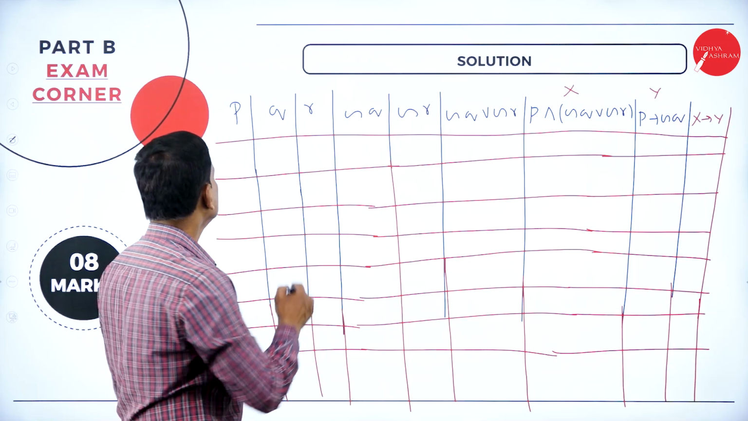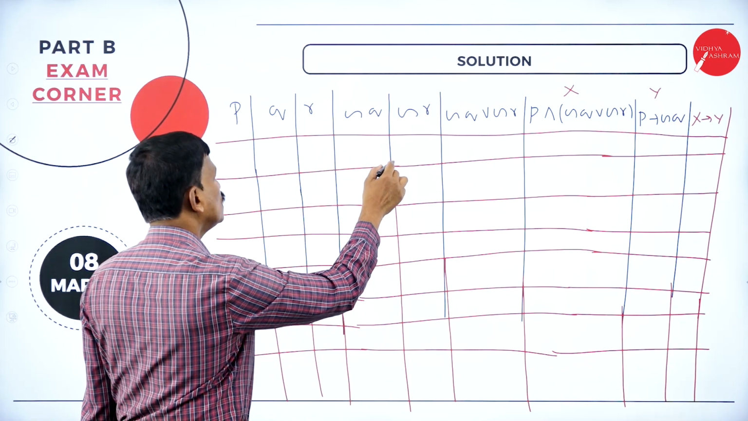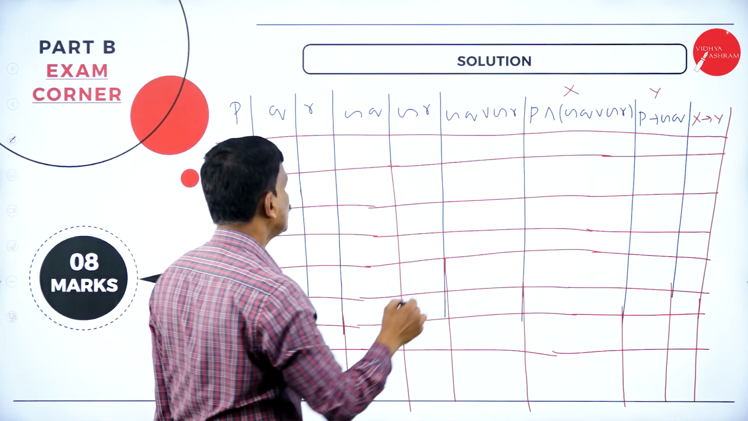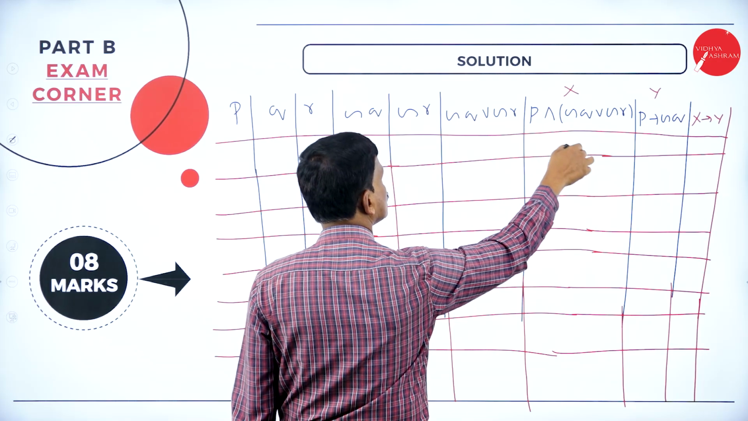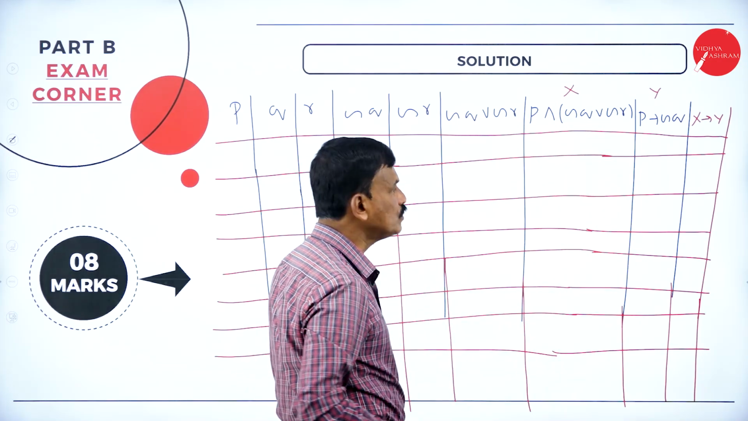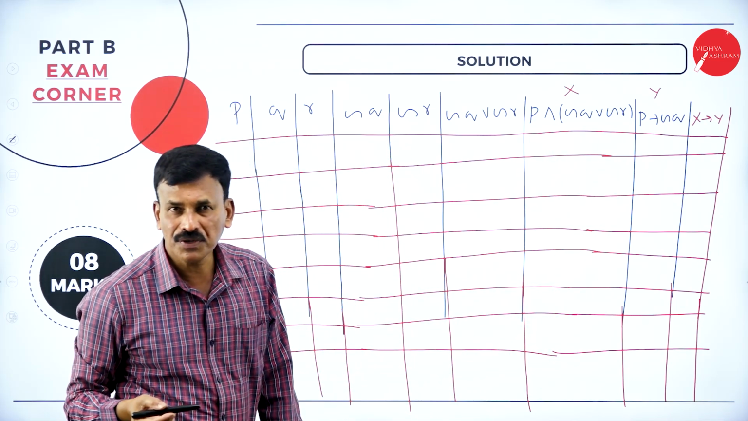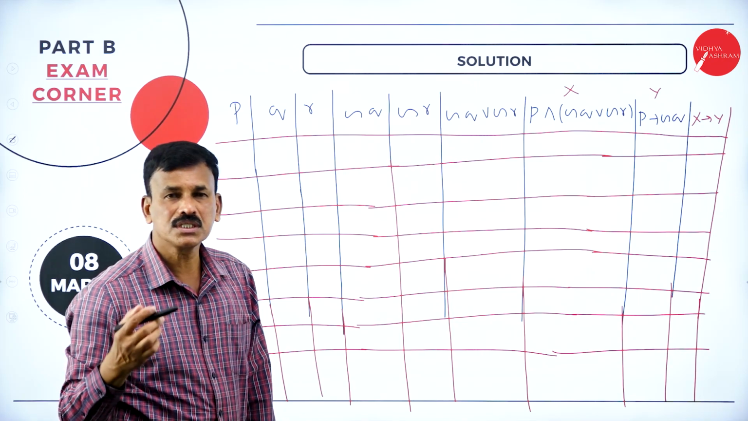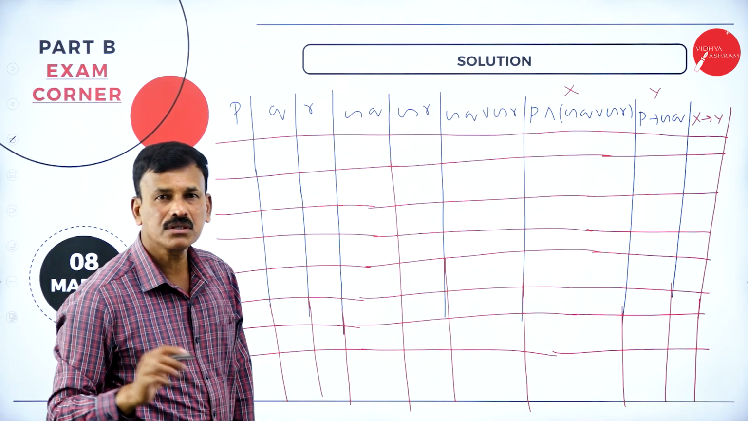Now, just listen. P, Q, R, negation Q, negation R, then negation Q, disjunction, negation R. Again, P conjunction, negation Q, disjunction, negation R. This is X. And P conditional to negation Q. And the conditional for X and Y. We have to verify whether this compound proposition is tautology, contradiction, or neither tautology nor contradiction.